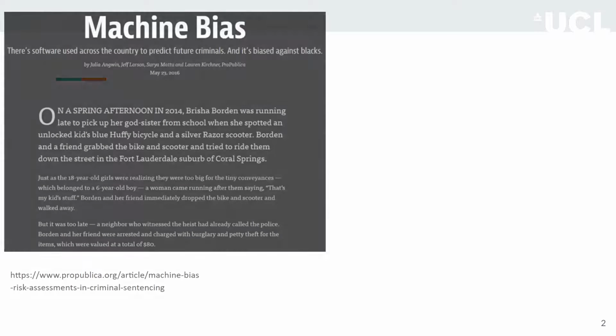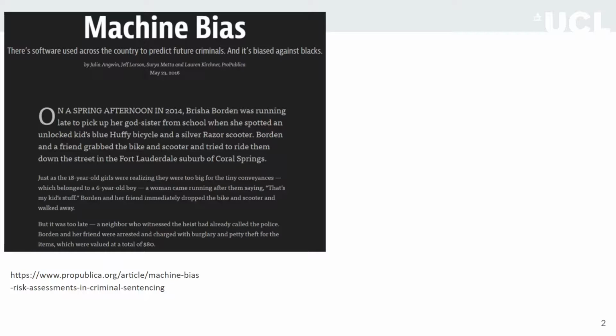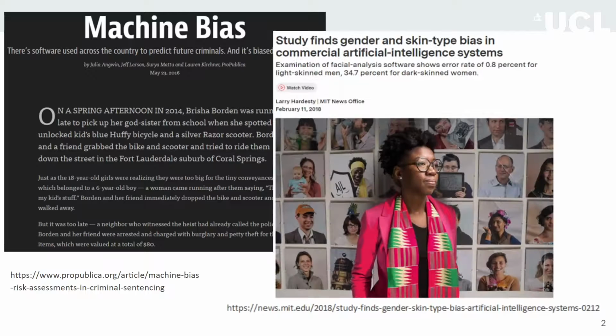So let's at first look into why this is actually an important topic to look at. You might have already seen some headlines similar to the two shown on this slide, which indicate there is bias in software systems that oftentimes rely on machine learning, for example, risk assessment and also facial recognition software.